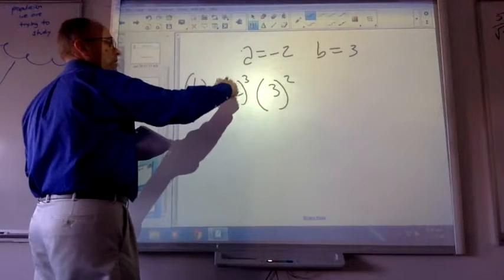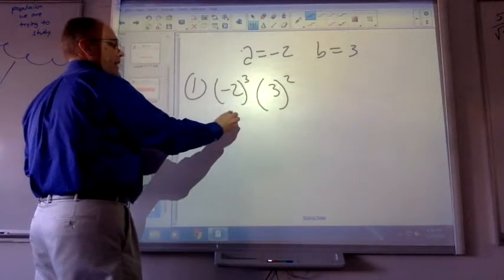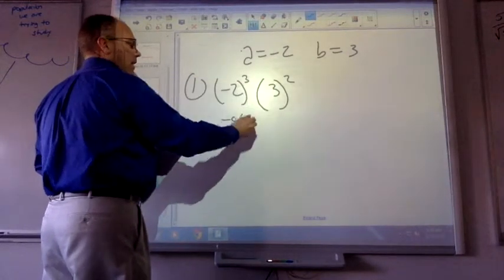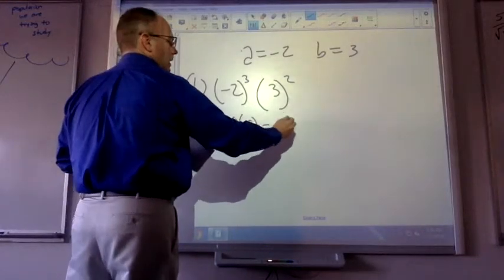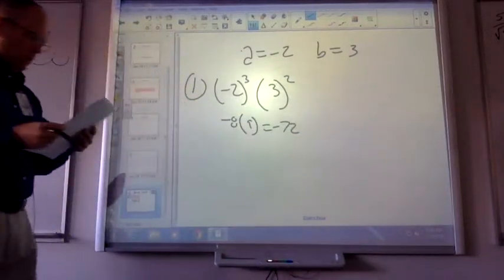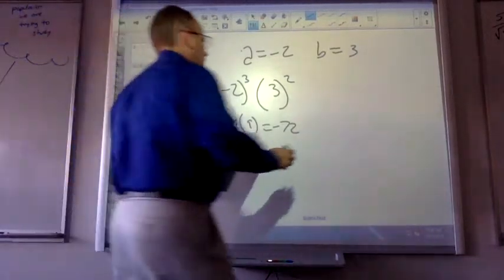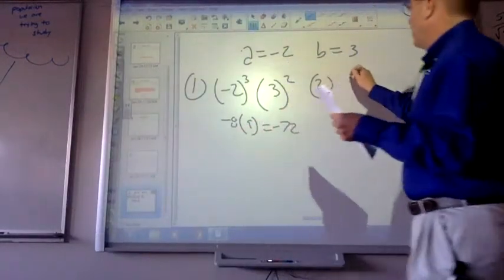So if I do this math right here, I get -8. If I do this math right here, I get 9. That comes out to -72. Okay? As you progress through, problem number 2 is a squared.